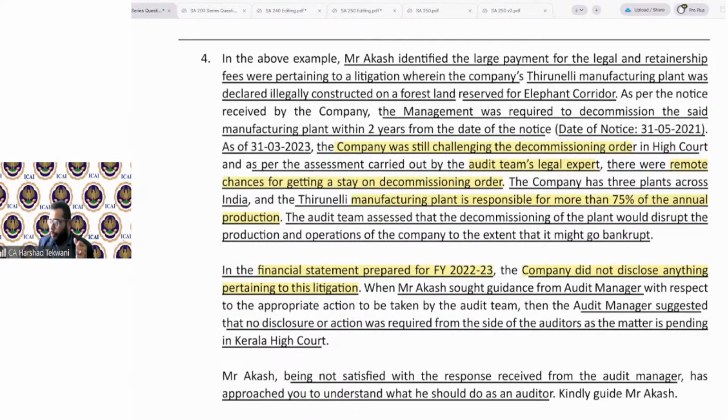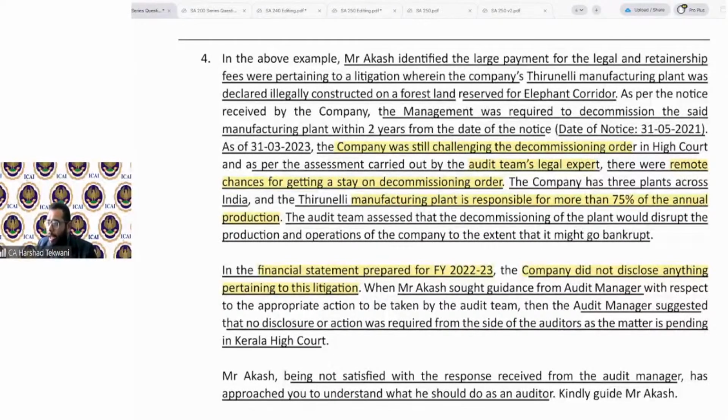Okay, so there are two things with respect to this. Number one, when I talk about an issue, a non-compliance with respect to the laws and regulations, I need to understand what is the impact of this non-compliance and how the management had disclosed this non-compliance. So that is very important to understand.